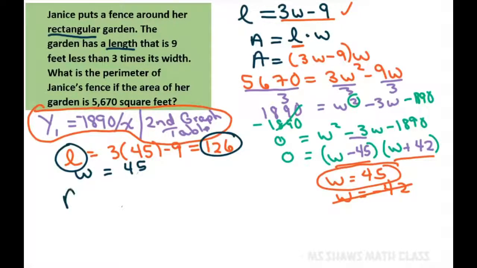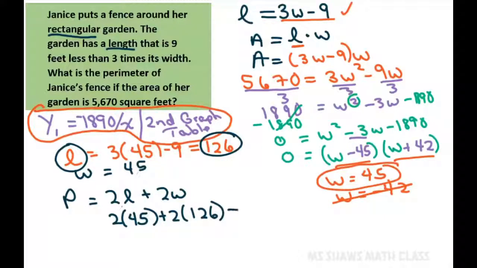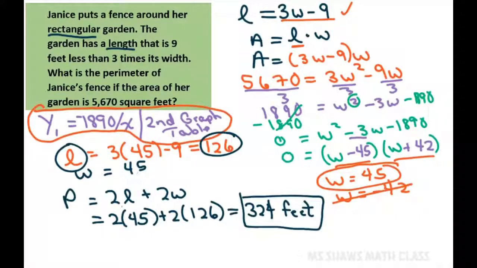Your perimeter, therefore, is 2L plus 2W. So 2 times 45 plus 2 times 126. And when you combine those two, our perimeter is going to equal 324. And that's in feet, not square feet, because we're not doing the area. So that's just where you add up the sides. So 324. And that's it.